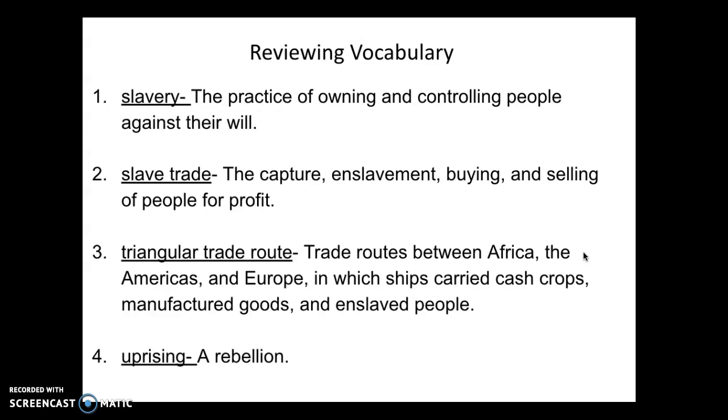Before we get started on the presentation, we'll review some vocabulary. Slavery is the practice of owning and controlling people against their will. Slave trade is the capture, enslavement, buying, and selling of people for profit. Triangular trade routes were trade routes between Africa, the Americas, and Europe in which ships carried cash crops, manufactured goods and enslaved people. And finally, uprising is a rebellion.